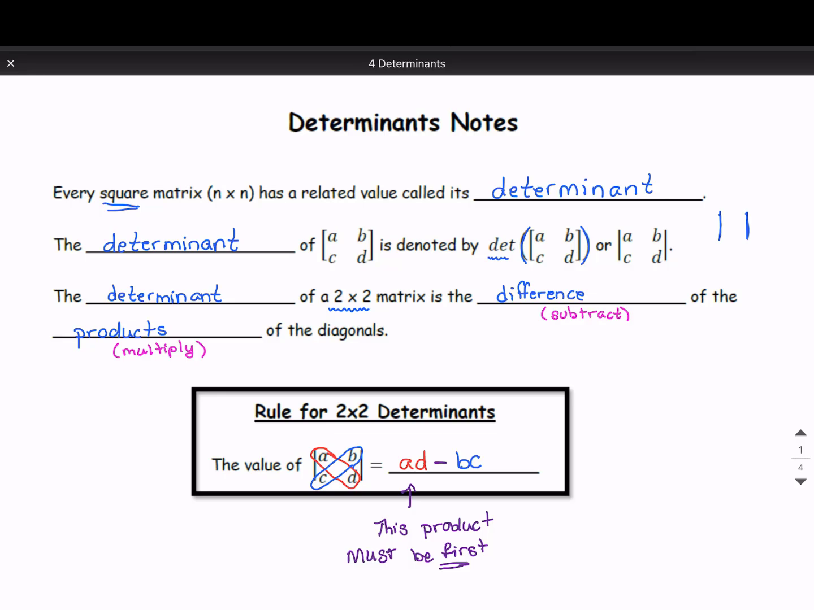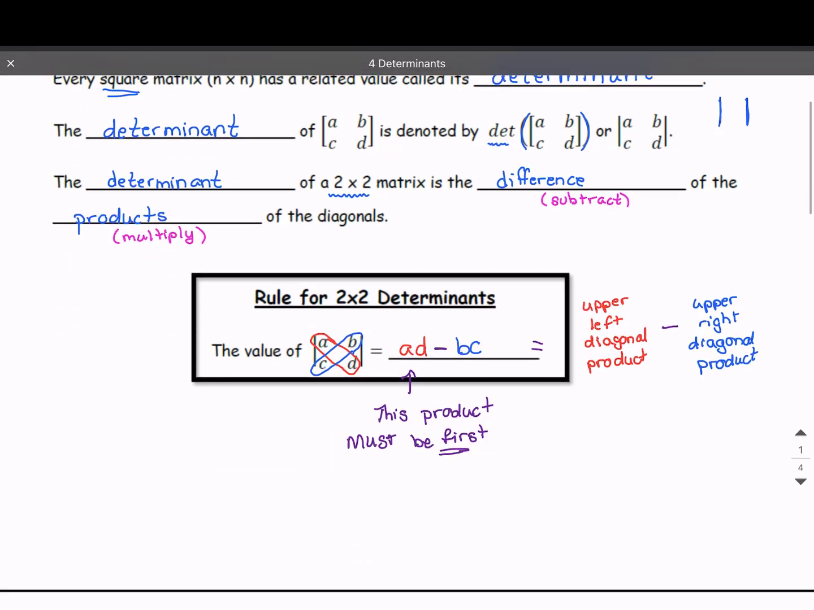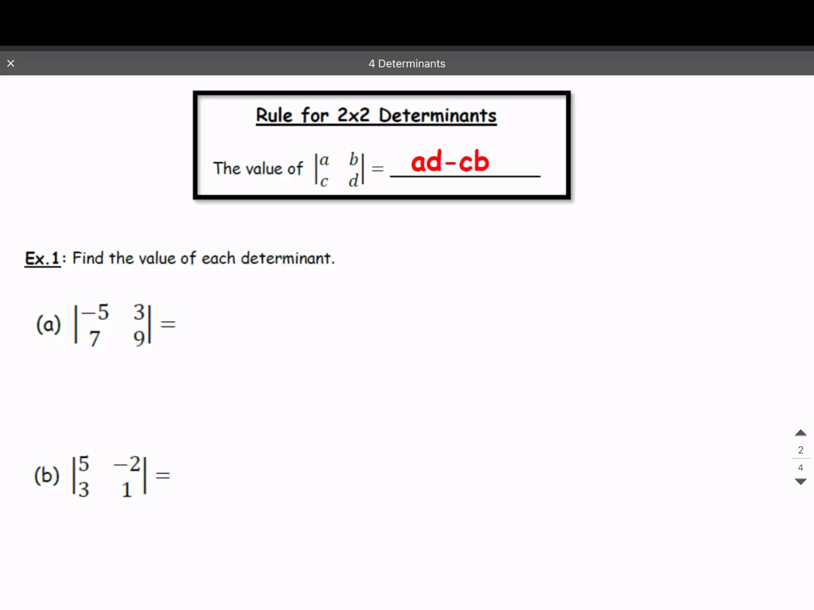So let's write that. It's the upper left diagonal product, minus the upper right diagonal product. Now it sounds complicated, but it's really not. You just have to remember which order you have to multiply. Let's try one. So I brought the rule over here, so it's still there. Remember, we're going to do this diagonal A times D minus this diagonal B times C.